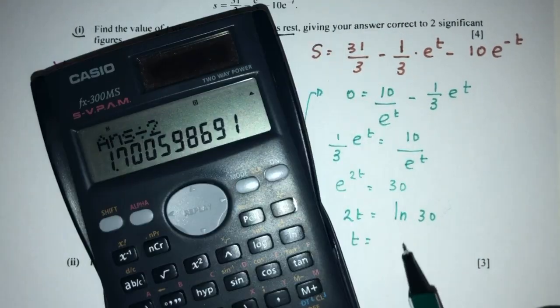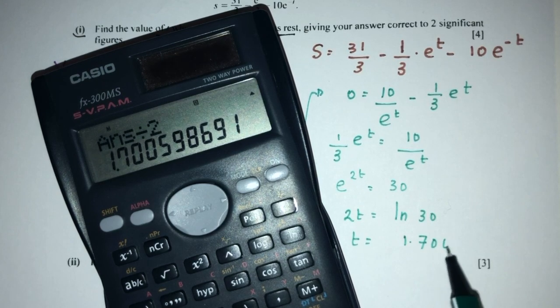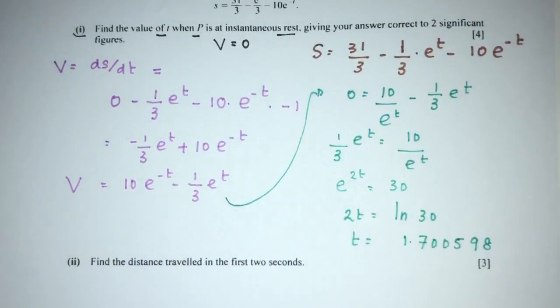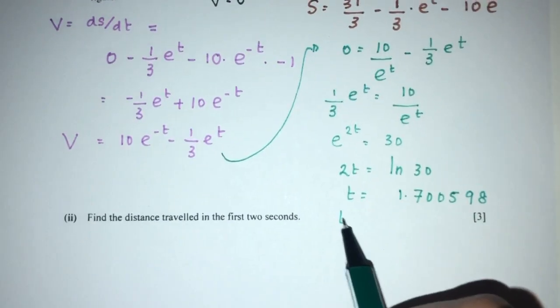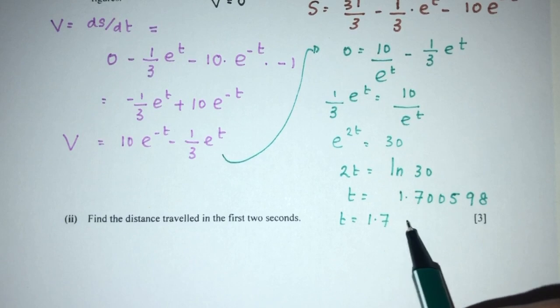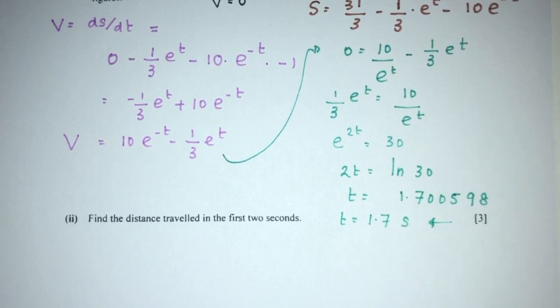That will be 1.700598. But your answer will be 1.7 seconds, corrected to 2 significant figures. That is part 1 of the question.